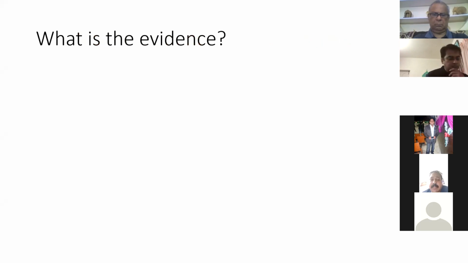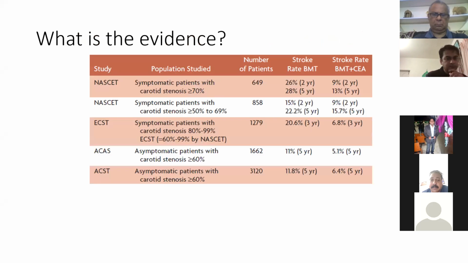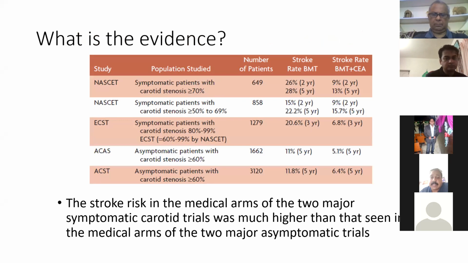So what is the evidence for this? Next. So we can see that these are the 2 groups of trials. One is for the symptomatic patients, the other for asymptomatic. We can see that the percentage of stroke is higher for symptomatic patients. That means those patients having prior stroke have a high risk of future stroke with BMT when compared to asymptomatic patients. So that is why prior stroke is the most important predictor.